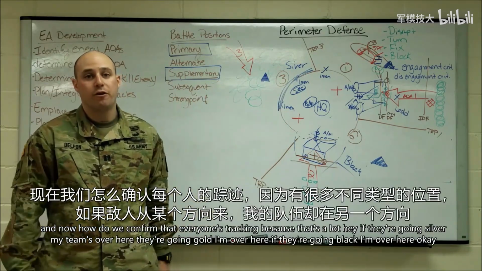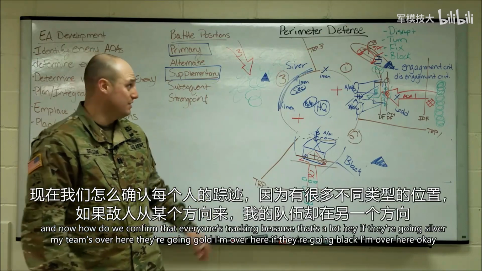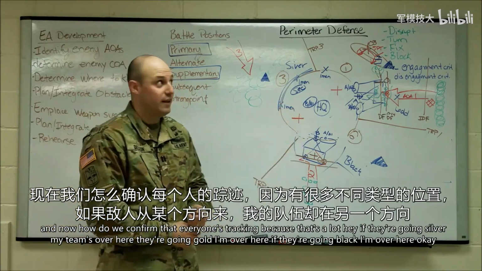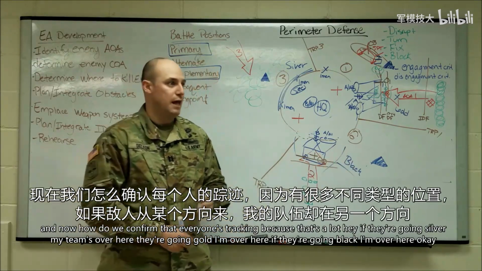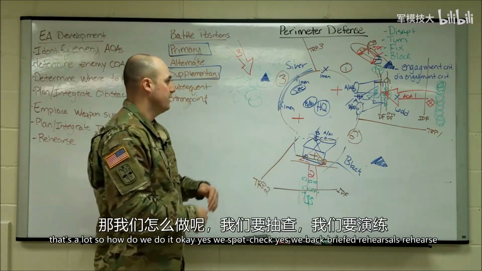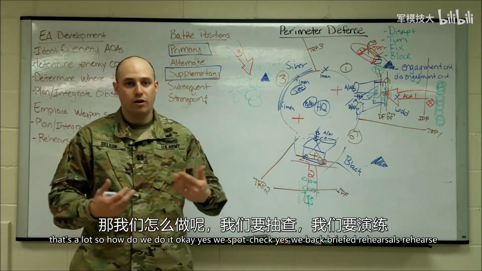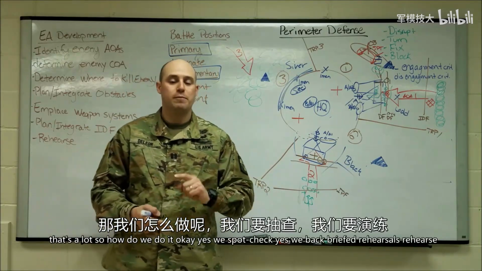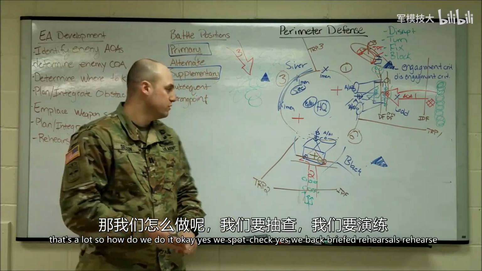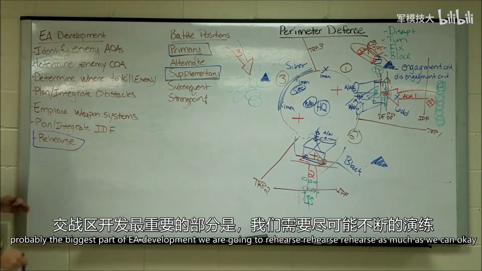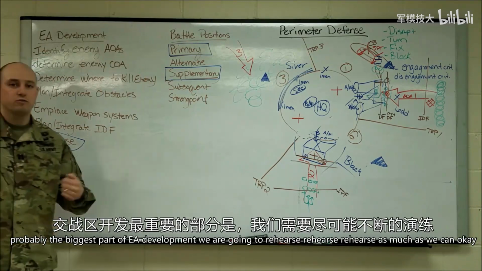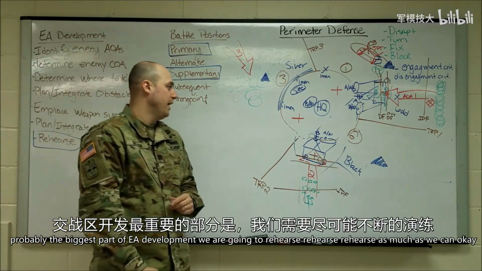And now how do we confirm that everyone's tracking? Because that's a lot. Hey, if they're going silver, my team's over here. If they're going gold, I'm over here. If they're going black, I'm over here. Okay? That's a lot. So how do we do it? Yes, we spot check. Yes, we back brief. Rehearsals. Rehearse. Probably the biggest part of EA development. We are going to rehearse, rehearse, rehearse as much as we can.